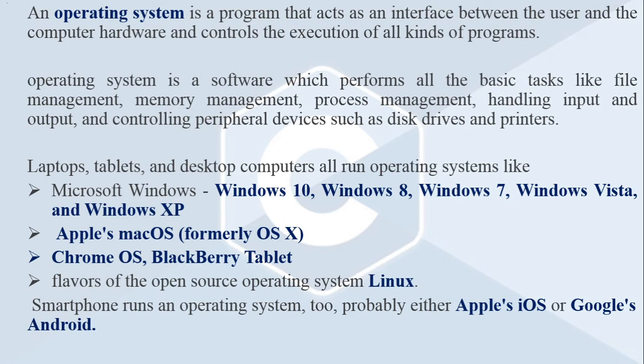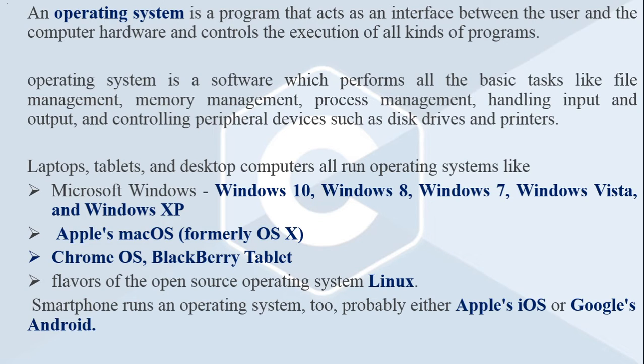One main example of system software is our operating system. An operating system is a program that acts as an interface between the user and the computer hardware, and it controls the execution of all kinds of programs. The operating system is the best example of system software. It acts as an interface between the user and the computer hardware, controls the execution of all kinds of programs, and performs all types of system management activities.